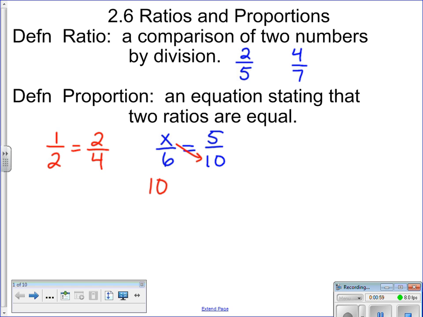X times 10 is 10x. 5 times 6 is 30. Divide by 10. X equals 3. So a proportion is the actual one fraction on one side or the other. Or no, a ratio is the fraction on one side. A proportion is when two fractions are equal to each other. Next one.